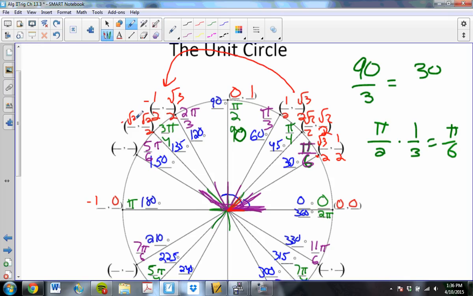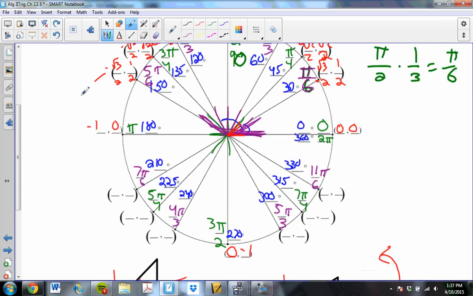Negative root 2 over 2. So this is negative root 3 over 2, comma, 1/2. And I can just keep reflecting points. This point bounces to here. So now the x value isn't changing. The x coordinate doesn't change, but the y value flips. Negative root 3 over 2, -1/2. Negative root 2 over 2, negative root 2 over 2. And then -1/2, negative root 3 over 2.